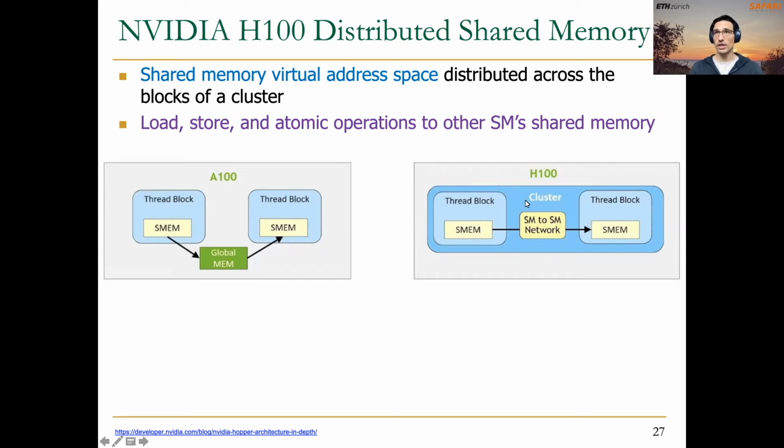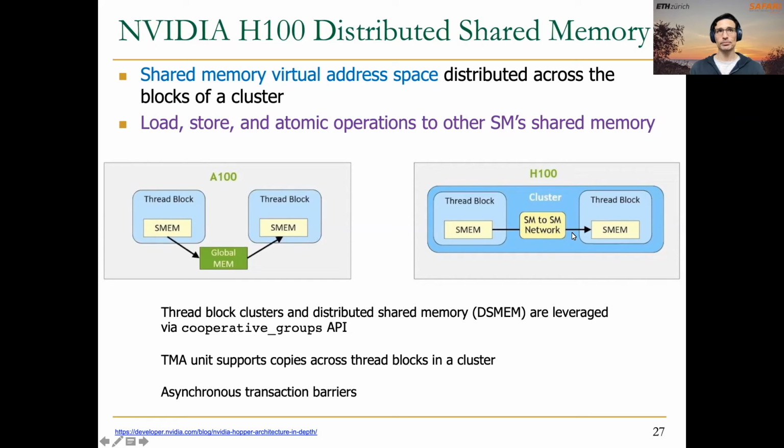In the H100 architecture, thanks to this SM to SM network, or GPU core to GPU core network, it's possible to move data directly from the shared memory of a thread block to the shared memory of another thread block. These thread block clusters and the distributed shared memory are leveraged by using the cooperative groups API. I haven't found any details yet about how this is done, but if you want to learn about cooperative groups, you can take a look at the CUDA programming guide, because this API was already defined for previous architecture generations. I think it started in the V100 architecture. The TMA unit, the Tensor Memory Accelerator unit, also supports copies across thread blocks in a cluster. And in order for a thread block to know that one of these copies is done, it's possible to use asynchronous transaction barriers.